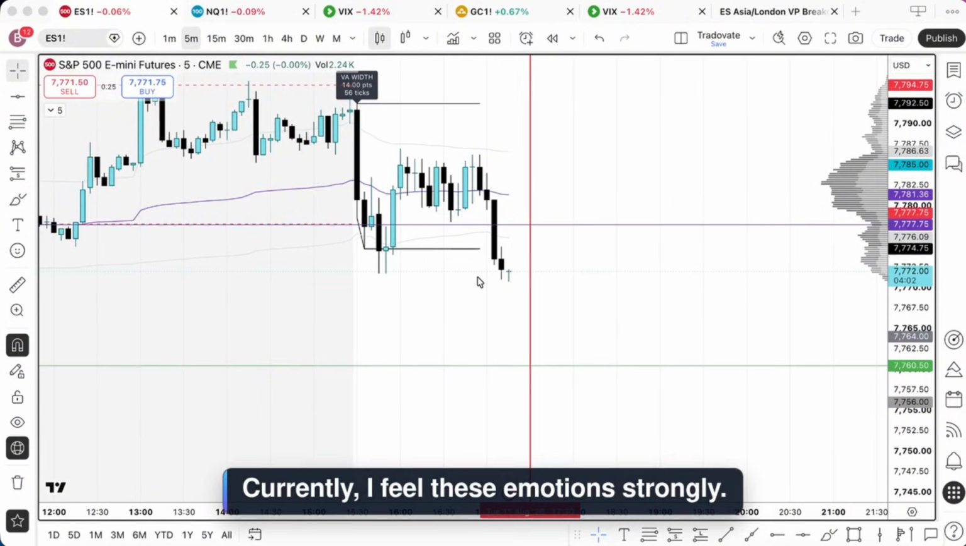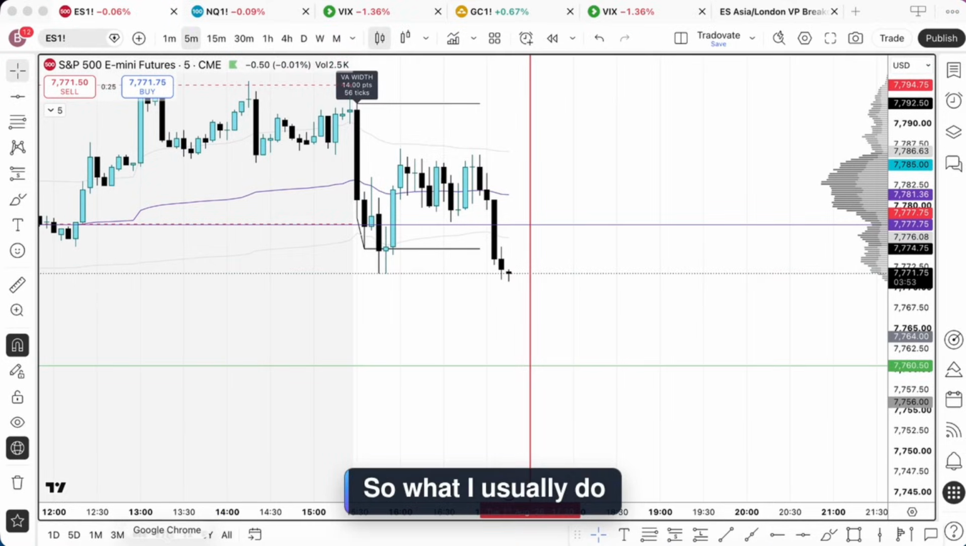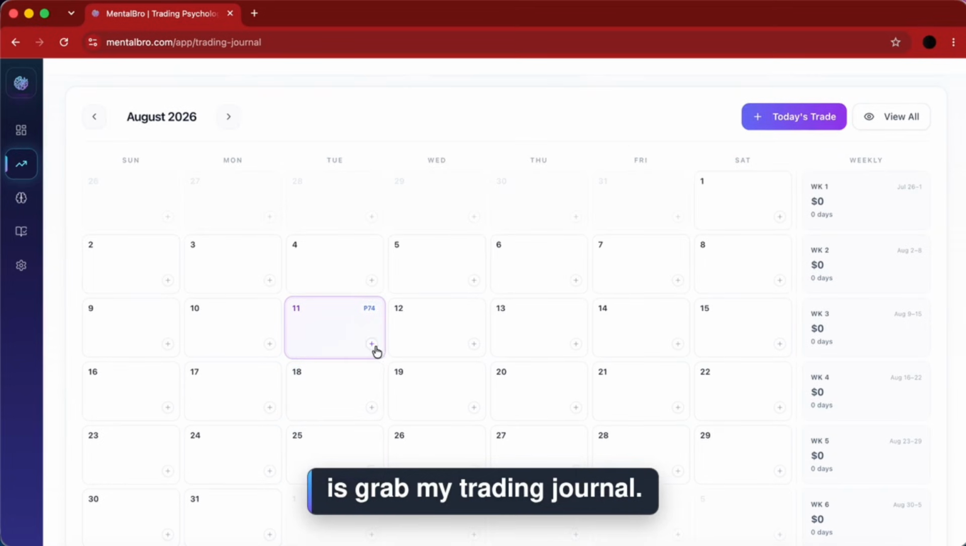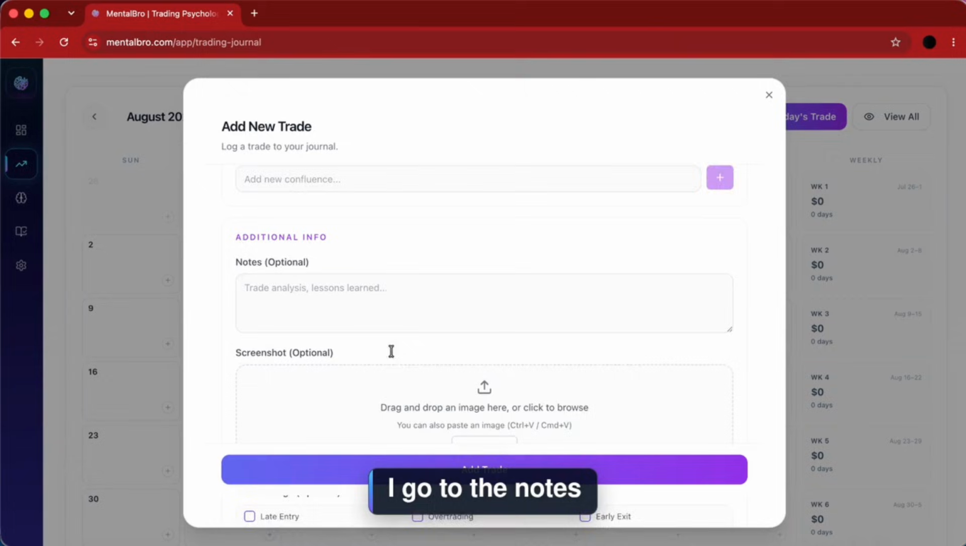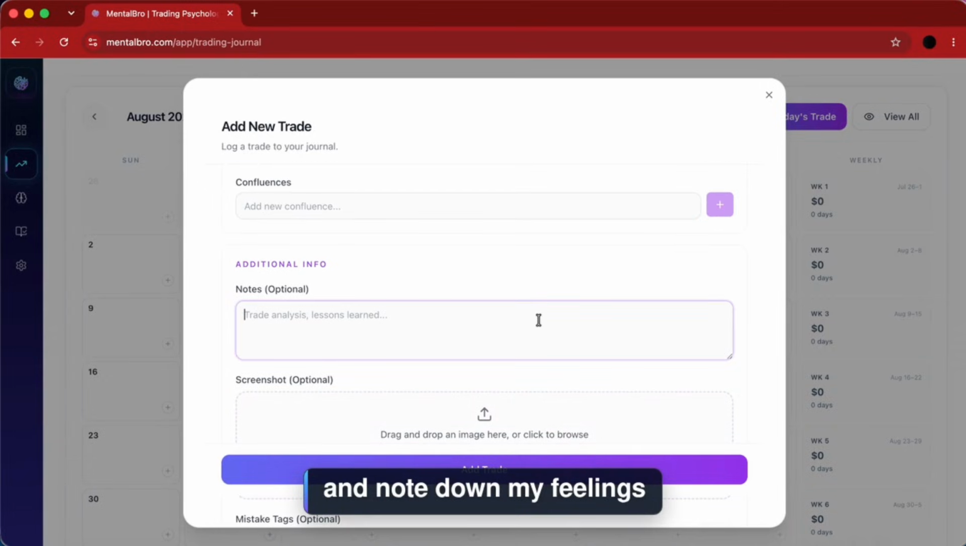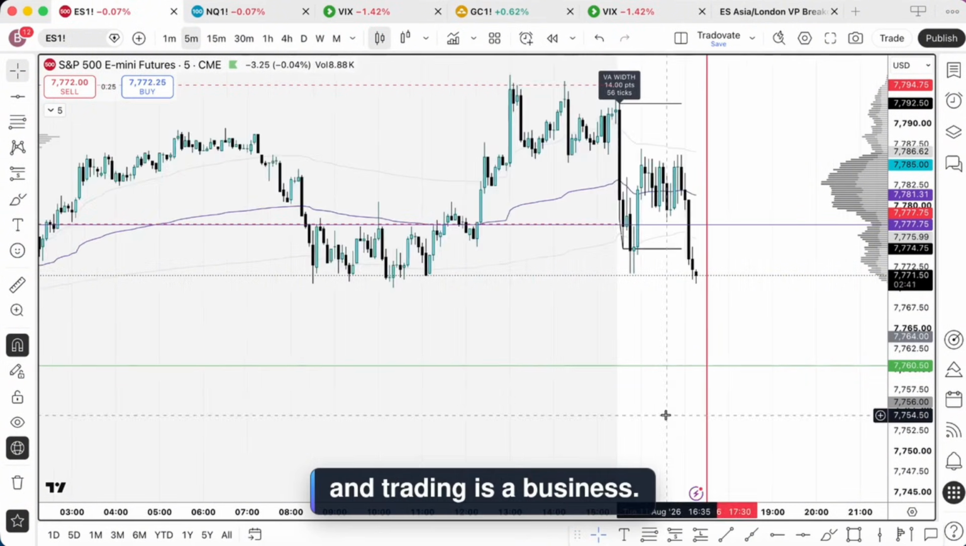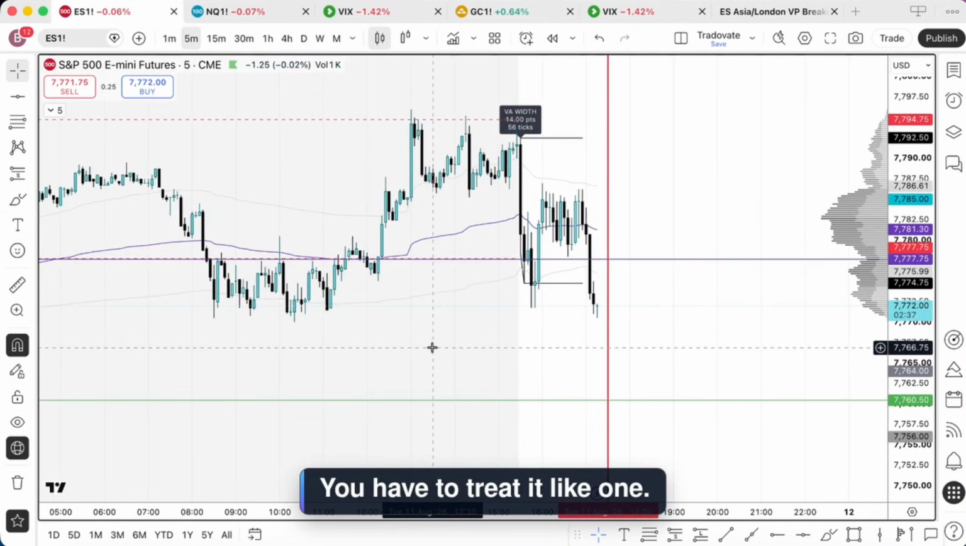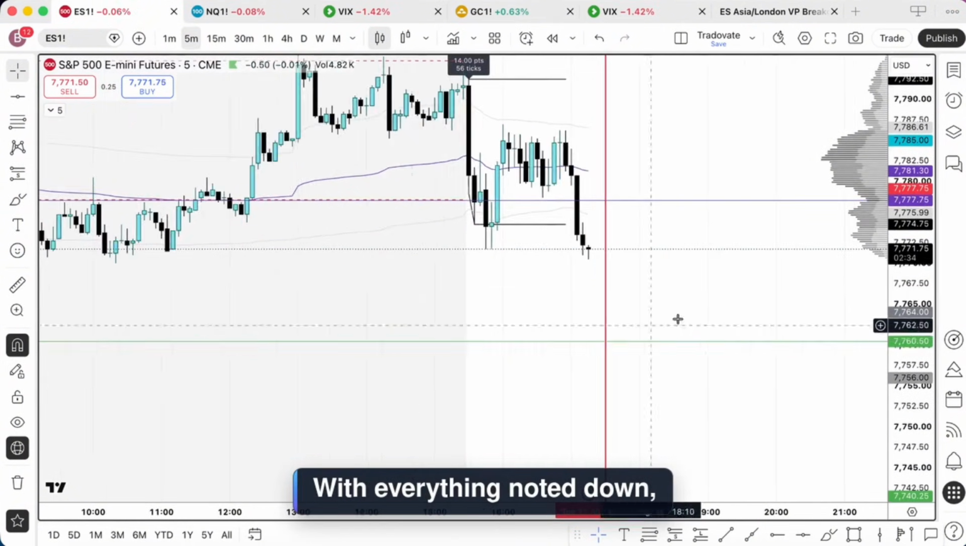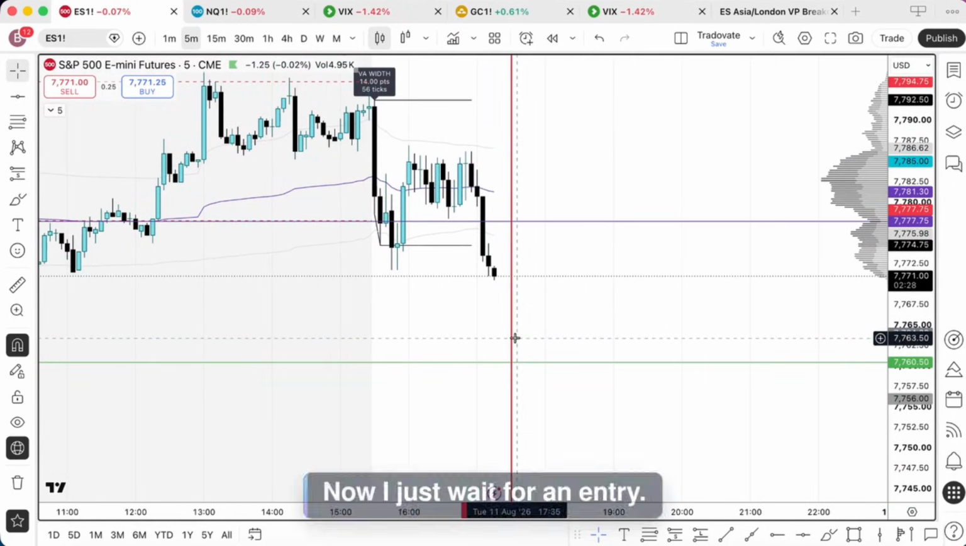All right, so the next candle opened. Currently I do feel some emotions. What I usually do is grab my trading journal, go to the notes, and note down my feelings for the day and during this trade real quick. It doesn't need to take long, it takes 2 seconds. I very strongly feel like I want to enter the trade, but the setup isn't there. Trading is a business and you've got to treat it like one. So every little thing, note it down. You can look back at it later, and that's very important, just to have data on yourself and on your strategy, of course. So now, for me, it's just waiting for an entry.